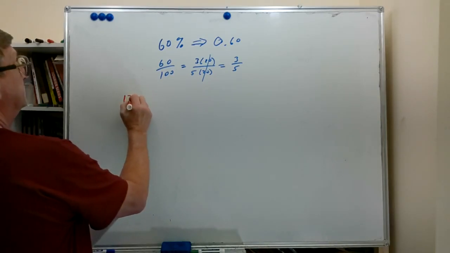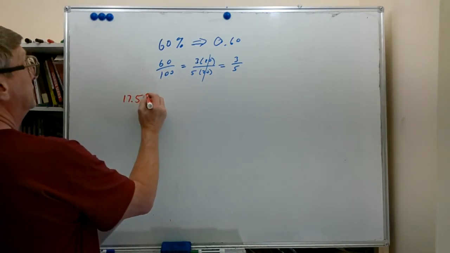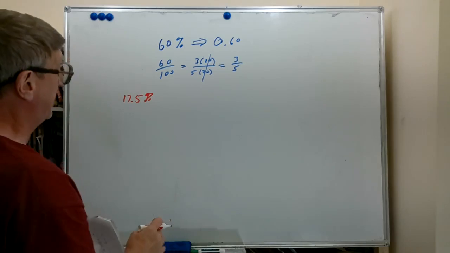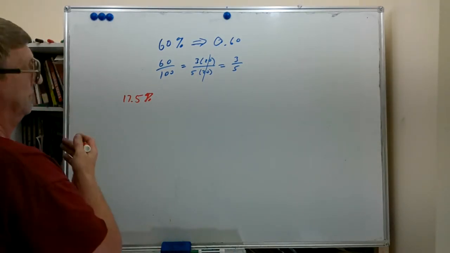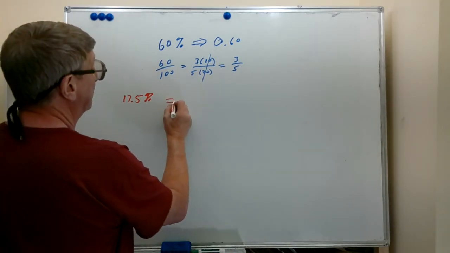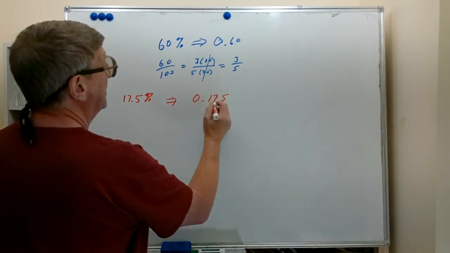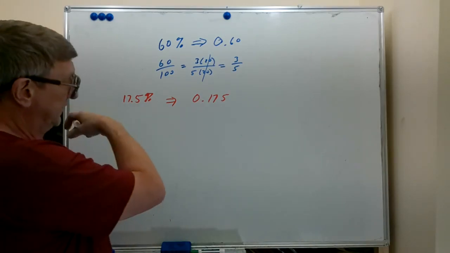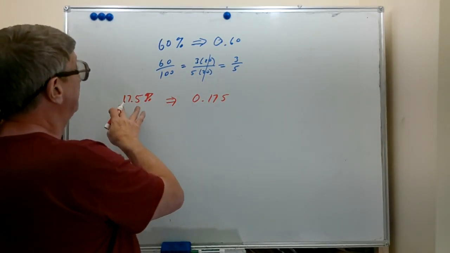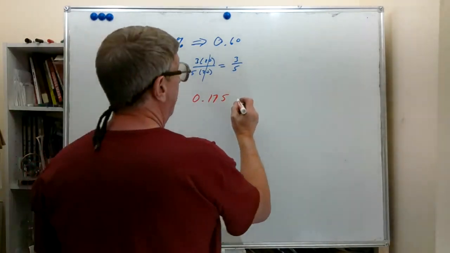Next, 17.5%. I believe you're probably all now getting pretty good at doing this. Moving the decimal place 2 places to the left converts it to a decimal: 0.175. There's your decimal version. Our fraction version, put the percent over 100.